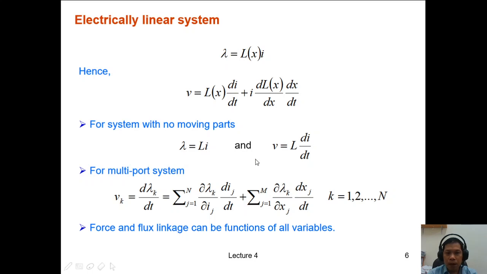Now if we generalize it for multiple port system, for every port or every coil, we will have one induced voltage v_k calculated by d lambda_k by dt, and we can express it as a function of n currents and m mechanical variables. The force and the flux linkage can be functions of the same variables as well. So this is the end of part 1.